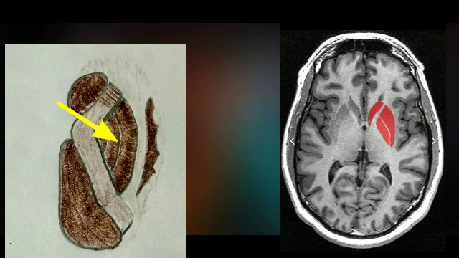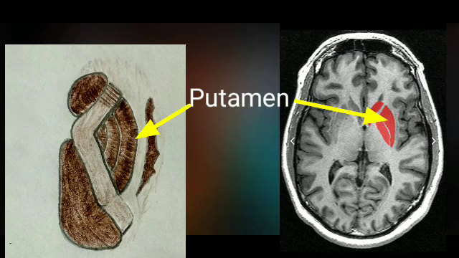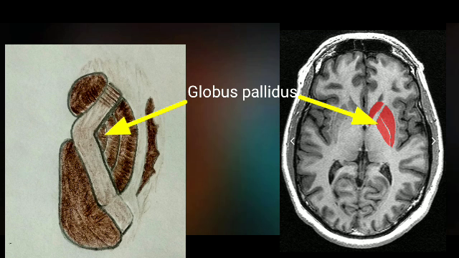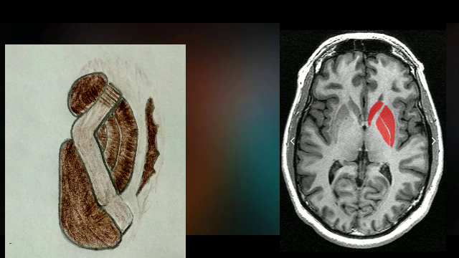The putamen is the large lateral part and it appears darker, and the putamen is made up of compactly packed cells. And the globus pallidus, pallidum means pale, so appearance wise that is pale, and that is the smaller and medial part of the lentiform nucleus.